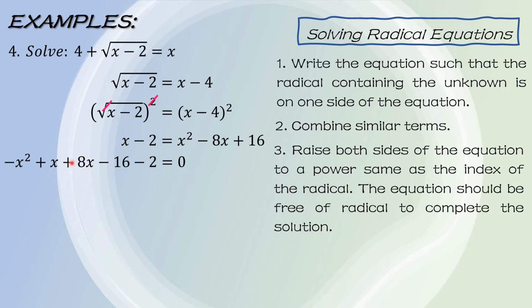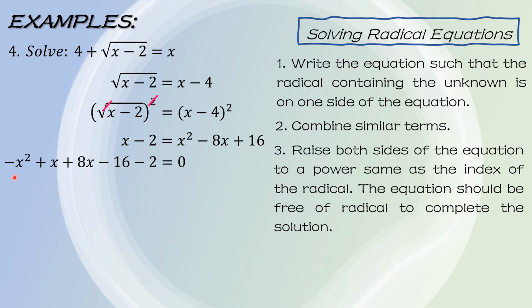Yung x ay naging positive pa rin dahil nasa left side na siya automatic. And then next is positive 8x, negative 8x sa right, napunta sa left, so naging positive. Positive 16 napunta sa left, so naging negative. And then yung negative 2, automatic nasa left na siya, so kinopya lang, equal 0.